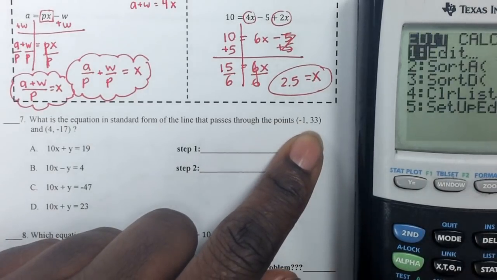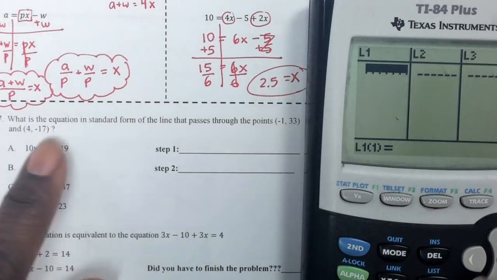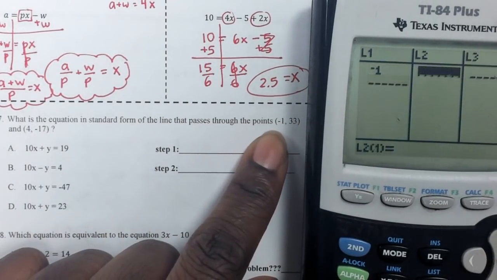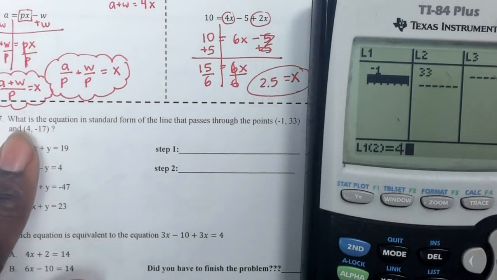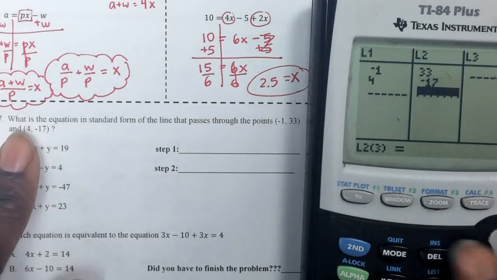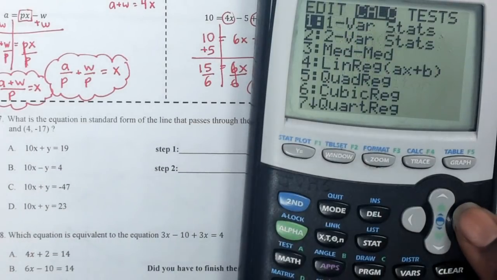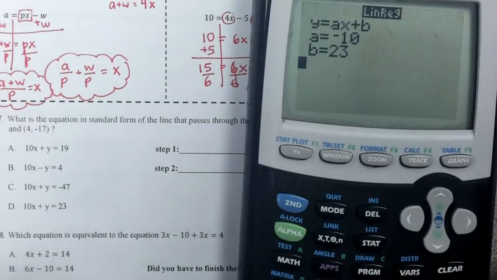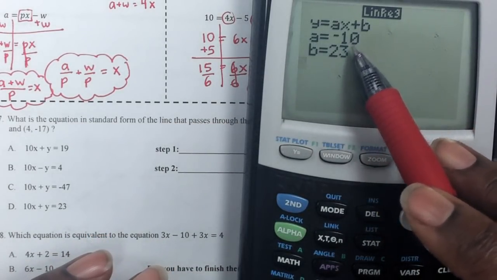When you have 2 points, I really want you to use the stat edit. Press stat, edit in your calculator. Put in your -1 and your 33. Then put in your 4 and your -17 in the calculator. And then press stat again, go over to calc, number 4, enter, enter, enter, enter, and then you should see this is your equation, y equals mx plus b.